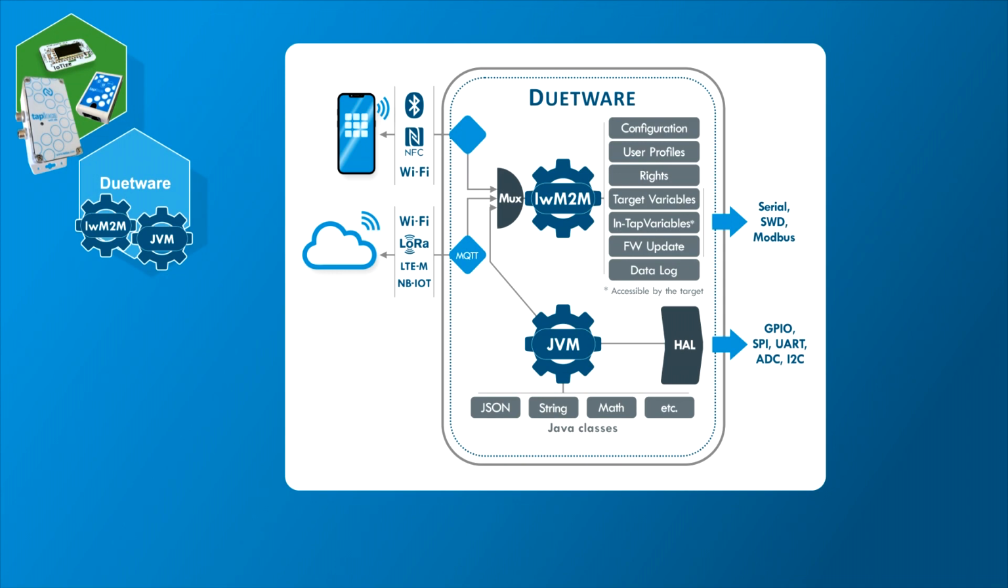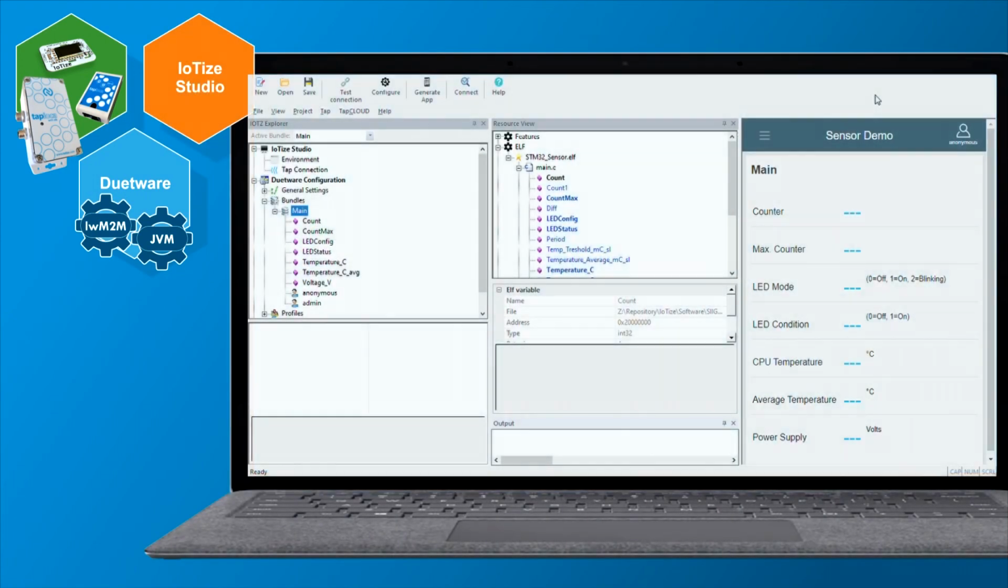To customize Duetware, for example, to drive components, to do edge data processing, or to log data to a cloud platform, you can also add Java code to the configuration. IoTize Studio is our free software environment for configuring Duetware. Studio has 4 panels: the Configuration Explorer with the settings that will be stored to the module, the Resource panel with information about the target system, the Viewer, and a Java code editor.